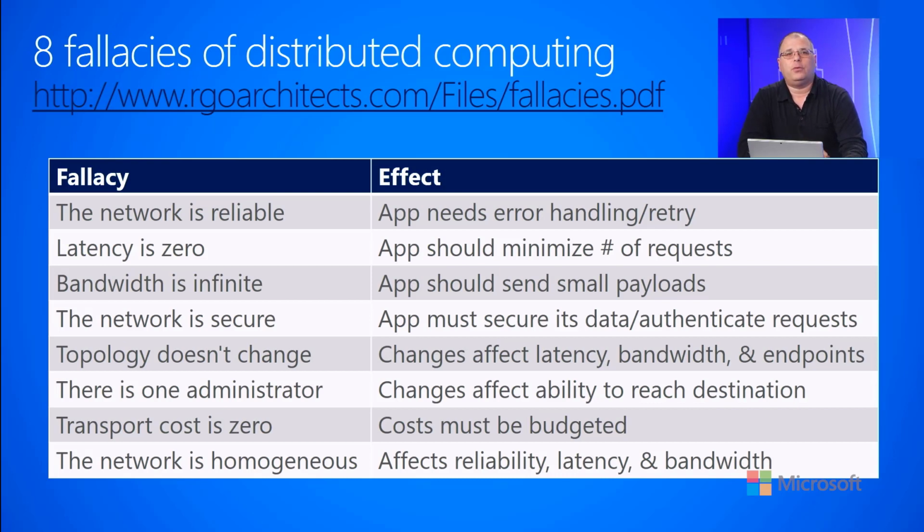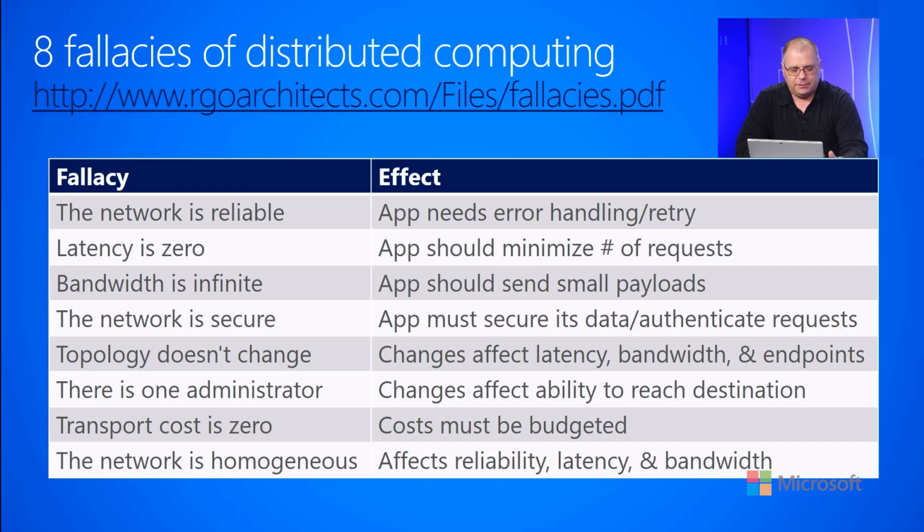Another fallacy is that there is one administrator, meaning that there's only one person who's in control. But really, in an orchestrator world, you kind of have this other administrator, which is the orchestrator, that's kind of acting on your behalf. And then, of course, you could have multiple people who are trying to configure the orchestrator. So this really means that changes affect the ability to reach the destination, right? You might think that there's a service, and I know its IP address, and I know its port, but maybe some administrator came in and made some change somewhere, and now that is no longer true. And you would like to be resilient against that kind of thing.